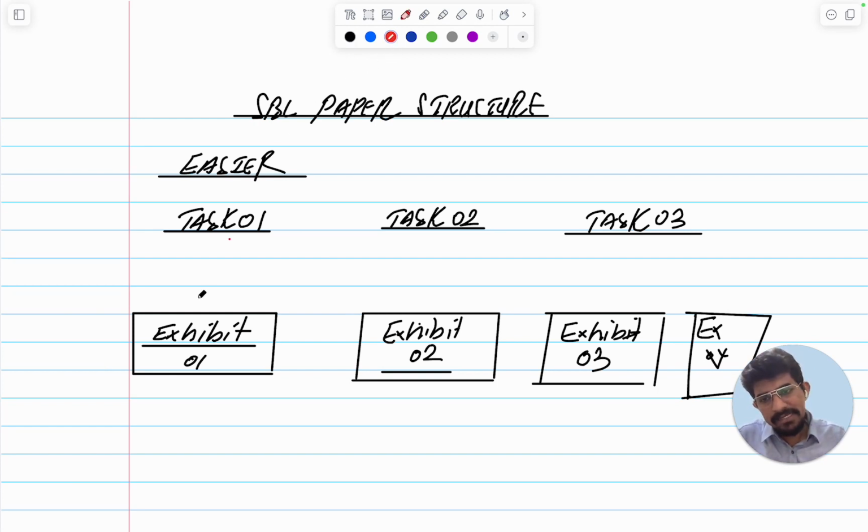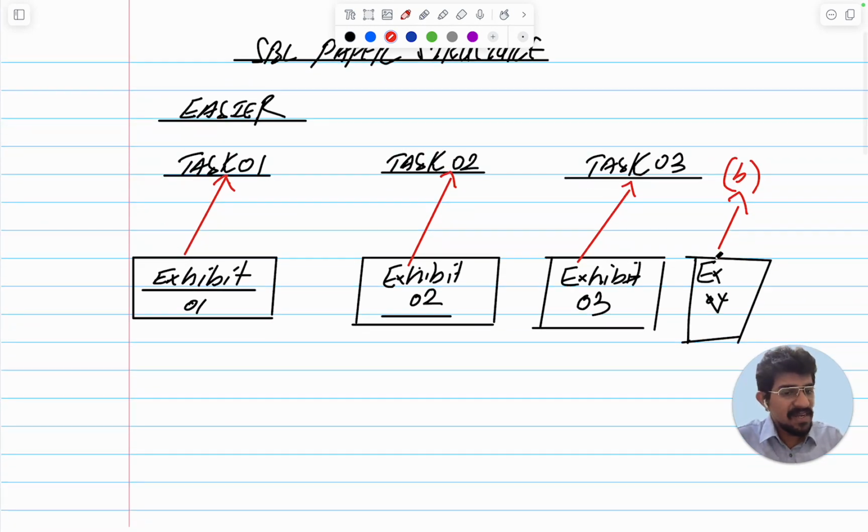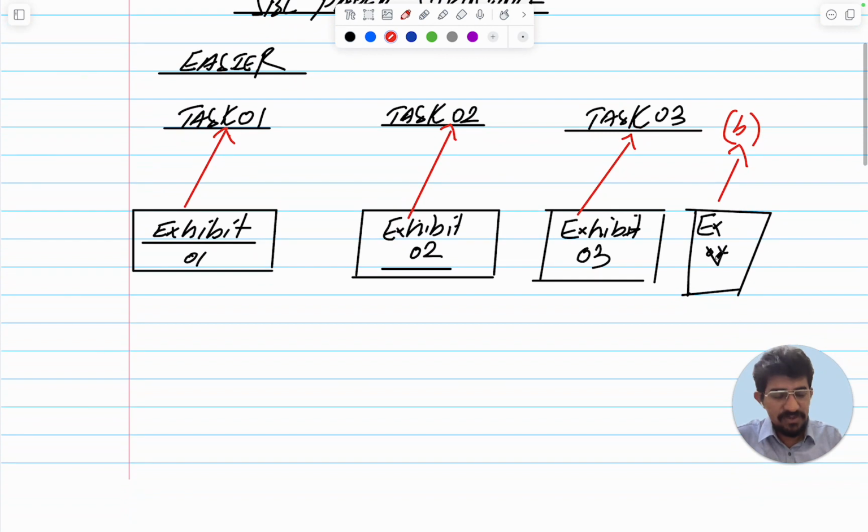So there will be tasks, and students, you have to understand the task relationship and the connected exhibits. And to be honest, students, certain exhibits will have part A and part B. So in that case, students, you can connect them together. Now, students, since all the exhibits and tasks are independent now, it saves a lot of time for the students.